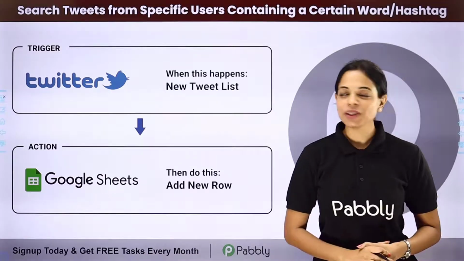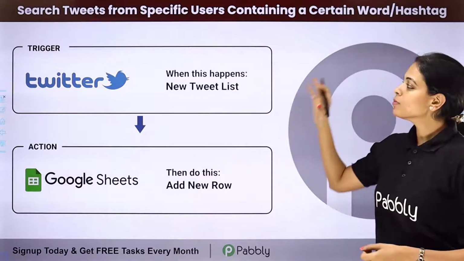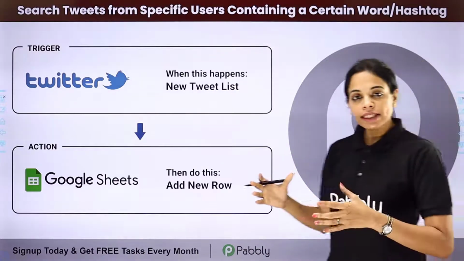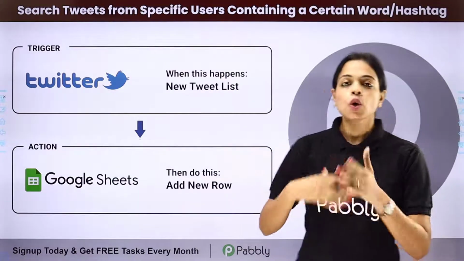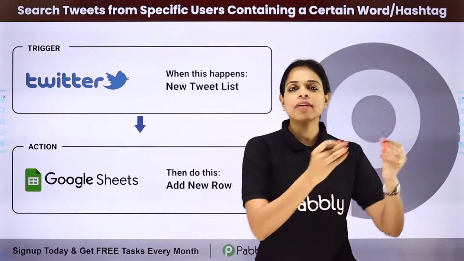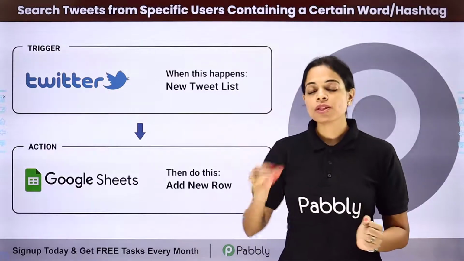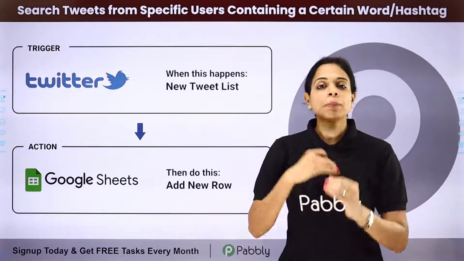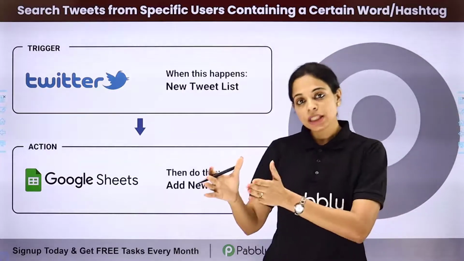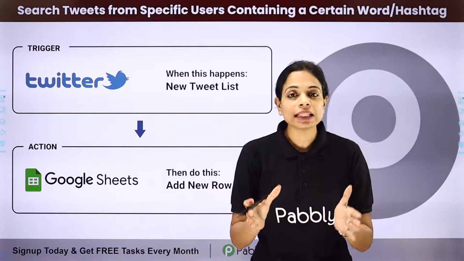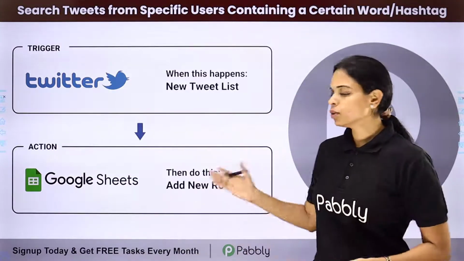In this video, we are going to see how to search tweets from specific users containing a certain word or hashtag. So let's say that you have certain influencers whom you are following and you have an event. You want that every time this list of influencers or followers post something related to that particular event, then automatically the information about the tweet should be saved in a spreadsheet, let's say Google Sheet.